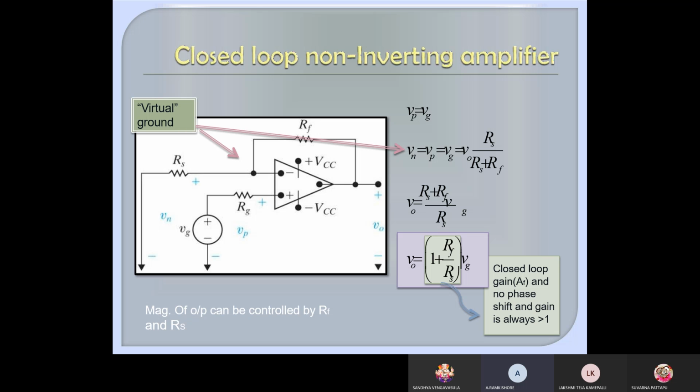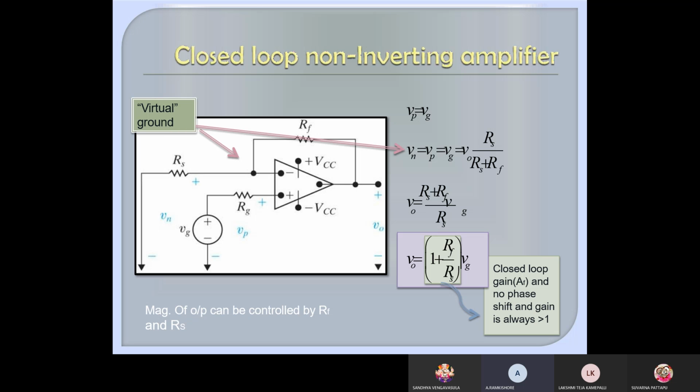Based on this virtual point, we can calculate the equations. So Vp is equal to Vg, that means the positive terminal voltage is equal to Vg, the source voltage. Then Vn is equal to Vp is equal to Vg is equal to V naught into Rs by Rs plus Rf. So all these voltages are equivalent to this, that is V naught by Rs. Then V naught is equal to Rs minus Rf by Rs into Vg. If we write it in terms of the equation and take the LCM, it is Rs by Rs, so that is 1 plus Rf by Rs.